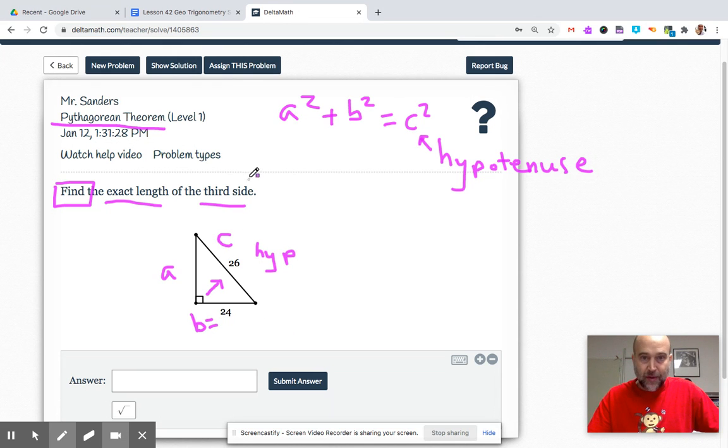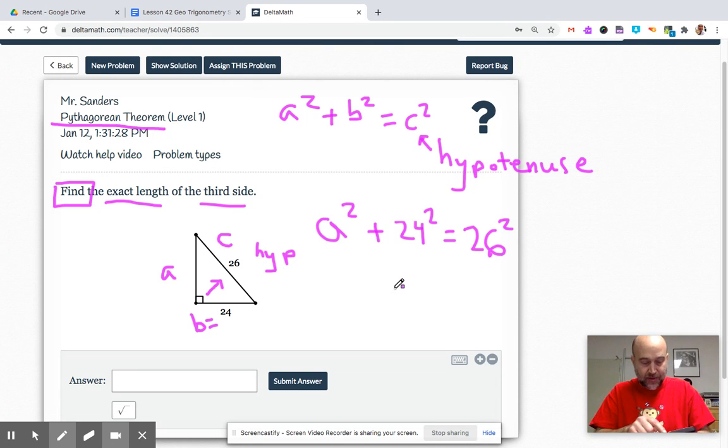All right, so then we just plug everything in. So a squared, in this context, is what we're looking for, plus b is 24, we're squaring that, and that equals c. c is 26, and then we square that. Then we'll go ahead and use a calculator to help us get through these big numbers. So 24 times 24 and 26 times 26.